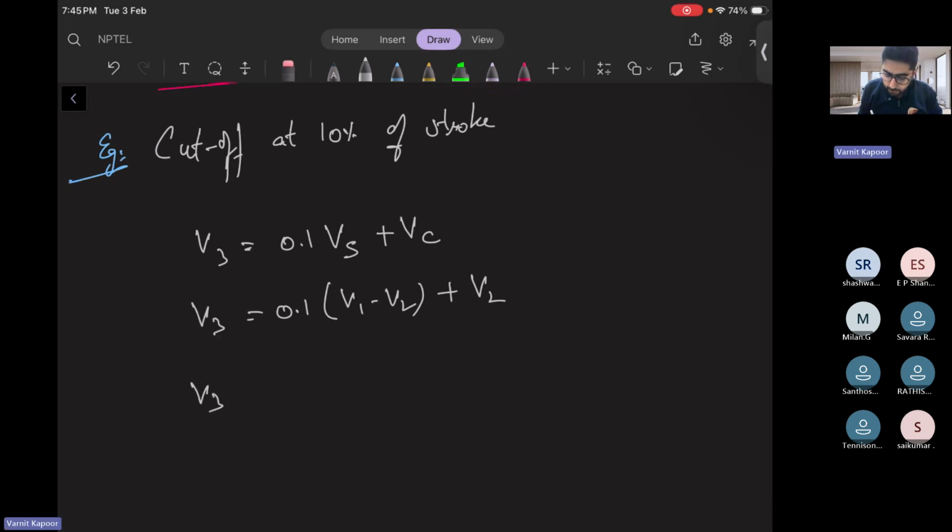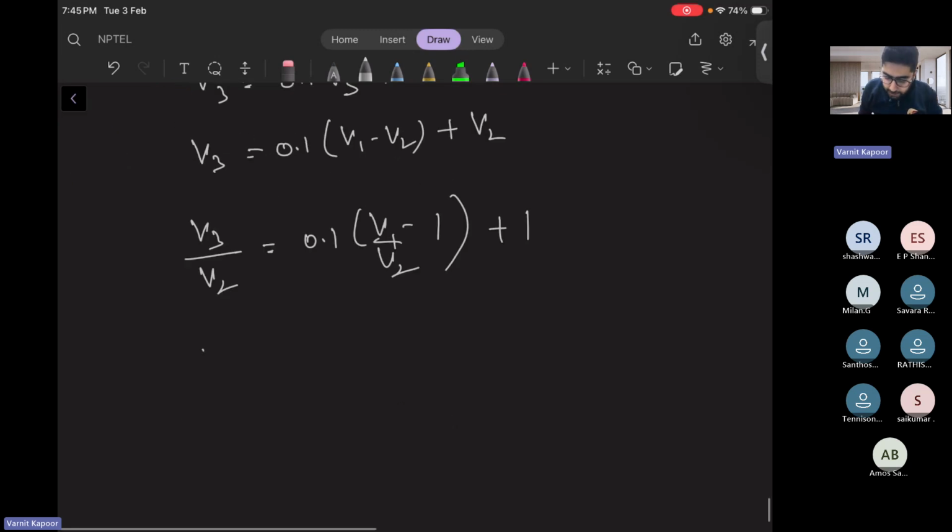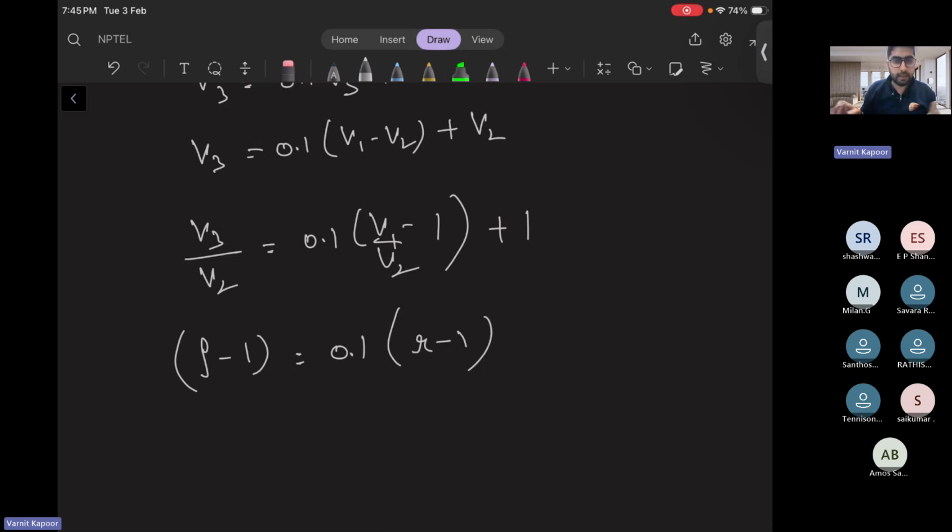If you divide again, V3 by V2 is equal to 0.1 times (V1 minus V2), oh sorry, V1 by V2 minus 1, plus 1. So V3 by V2 is again rho, and rho minus 1 is 0.1 times R minus 1. Again, same if you see from both sides. Okay. That is also the same. Now let's come to the efficiency.